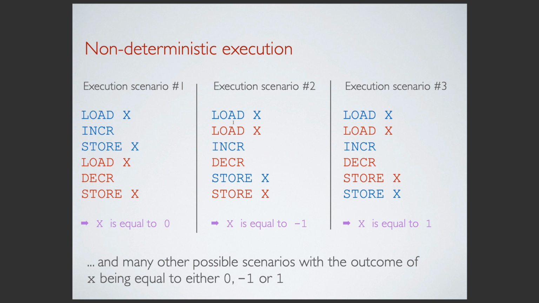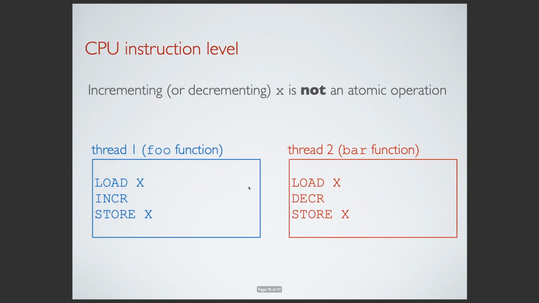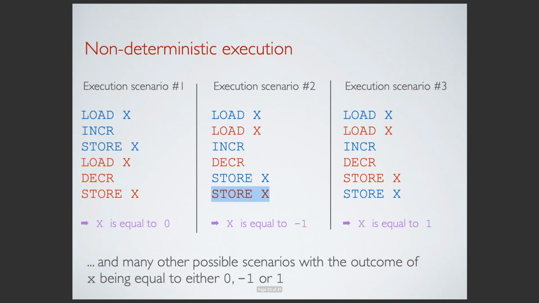But let's imagine a second scenario. First, thread 1 loads X, and then interrupt, timeout. Then thread 2 goes and also reads X. It's the same value of X, X equals 0. Then we increment the register, and again interrupt. And then this one also decrements its register, and we store X and store X. What happened here? Well, X is equal to -1. Why? Because the last one has the last word, the decrement one, since it overwrites the value that was written in memory by this one.